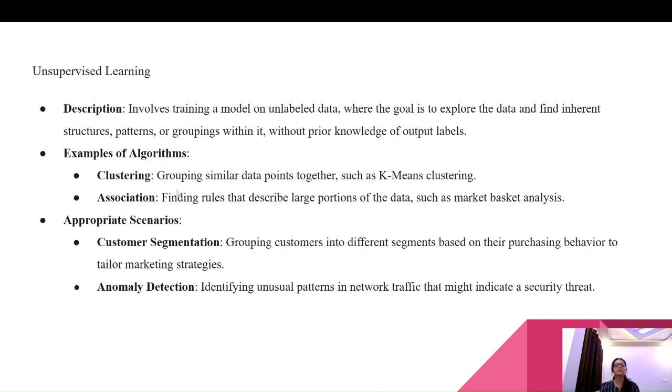Clustering is grouping similar data points together, such as k-means clustering, whereas association is finding rules that describe large portions of data, such as market basket analysis. The appropriate scenarios are, first, customer segmentation, and the second is anomaly detection.